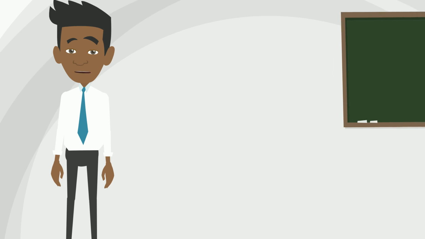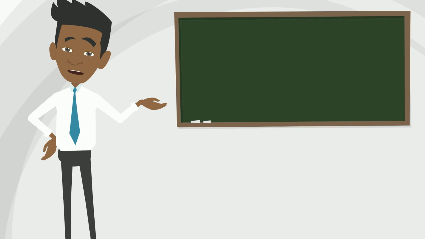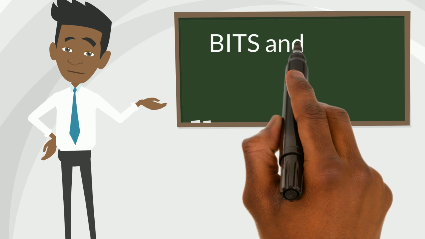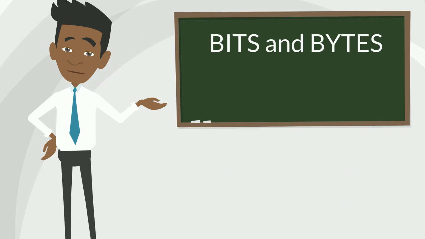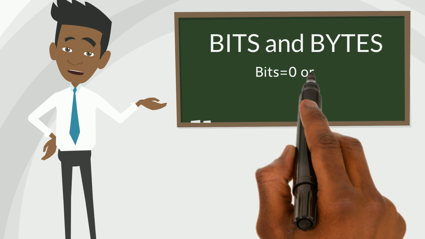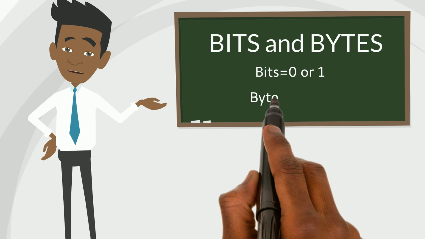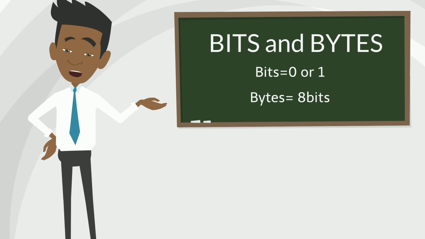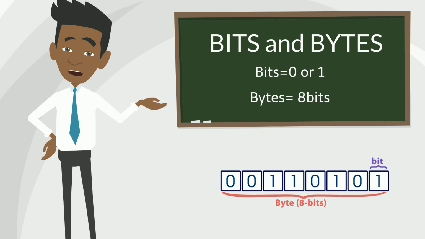So the first thing that we need to talk about when we're talking about internet speeds or data speeds are bits and bytes. So let's talk about what each one of those is. A bit is the smallest piece of data that a computer can process, and it's always either a 0 or a 1, on or off, yes or no. When you string a bunch of bits together, you get a byte.